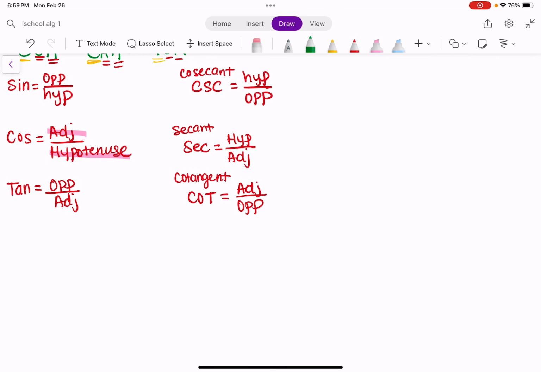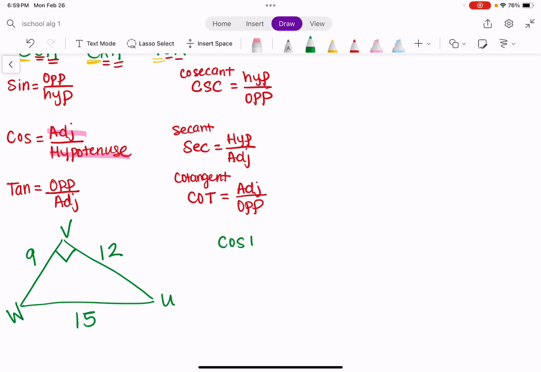Okay, so I want you to draw a right triangle like this. There's the right angle. And I want you to make sure you're writing it down exactly like I do with the vertices. And then we're going to make this side 9, this side 12, and this side 15. Okay, so let's say we wanted to find the cosine of u, okay? So first thing you want to identify is cosine is adjacent over hypotenuse, okay? So we need to figure out what is the adjacent and hypotenuse according to angle u. So this u tells you you're focusing on u. So I'm going to label the sides based on u.